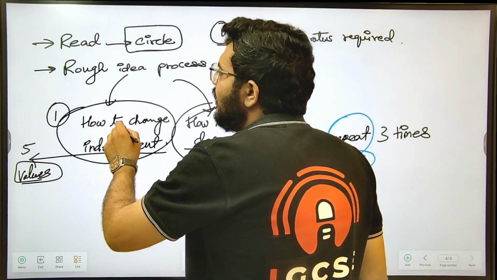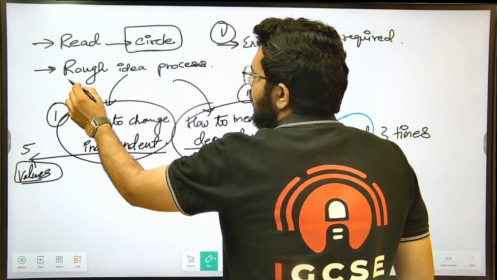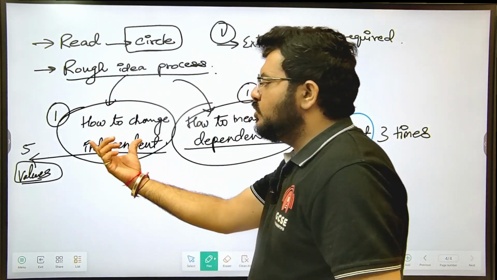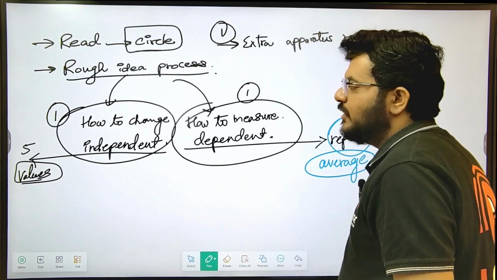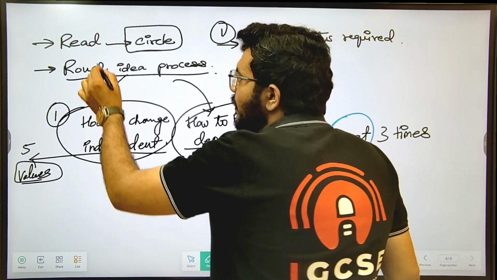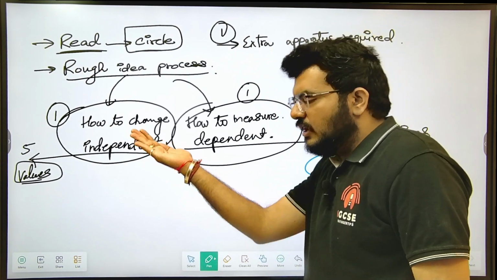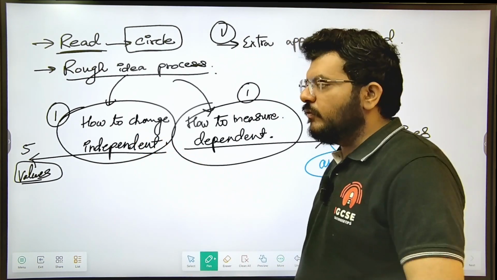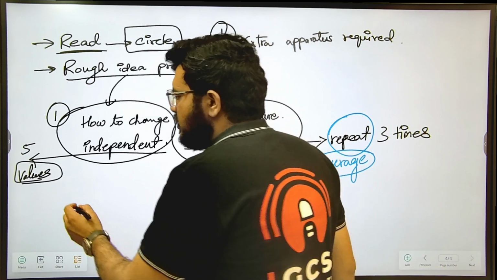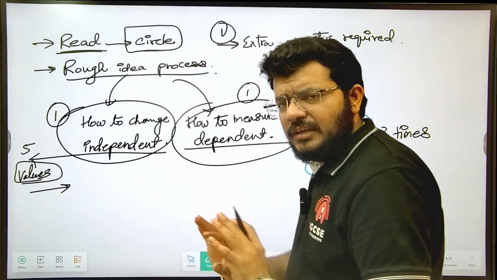And then go back and check whether the rough idea you had, that this should be the dependent and this should be the independent, is correct. Go back to the question and find out. Read the question once more, now that you have the idea of how to perform this experiment. Once this is done, think about the table.